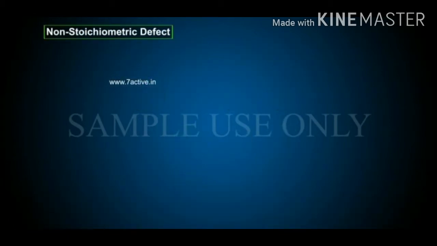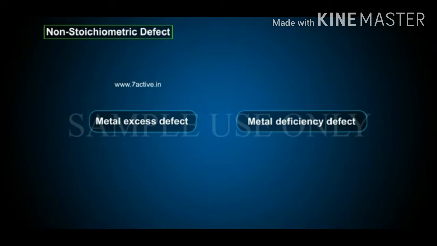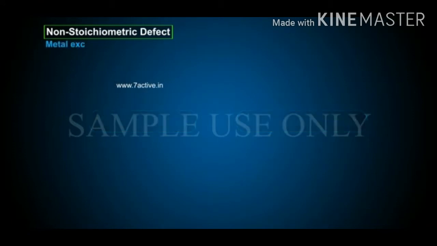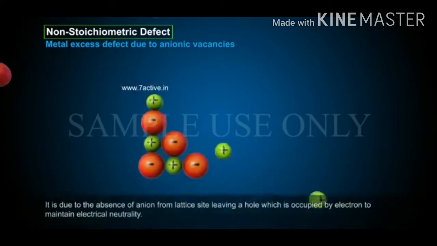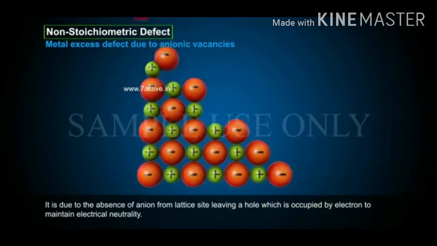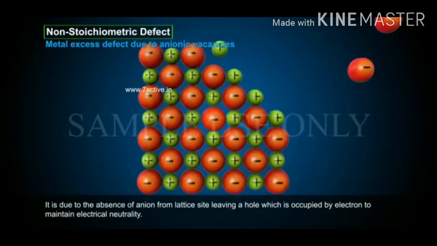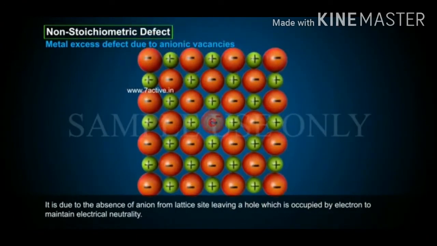Next, non-stoichiometric defect. Metal excess defect and metal deficiency defect are the non-stoichiometric defects. Metal excess defect due to anionic vacancy is due to the absence of an anion from its lattice site, leaving a hole which is occupied by an electron to maintain electrical neutrality.